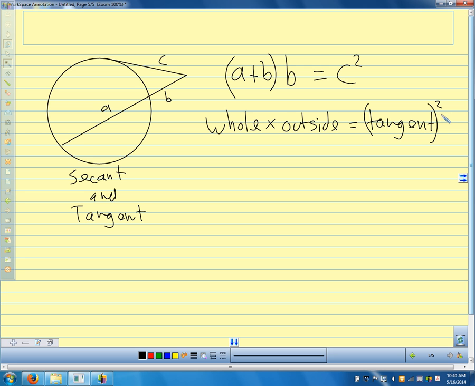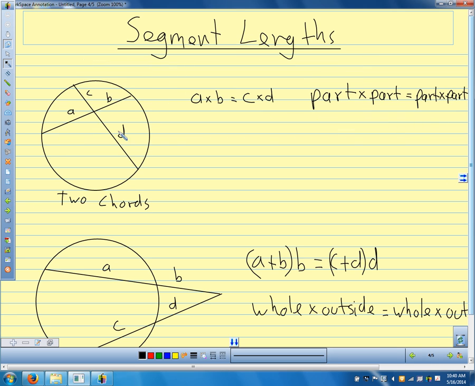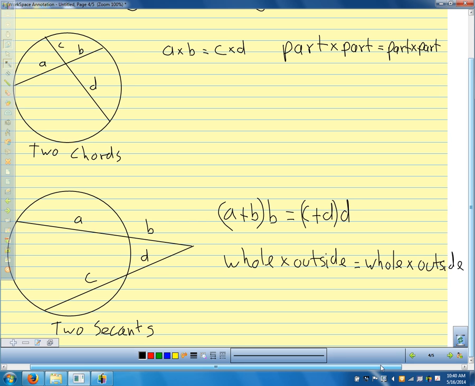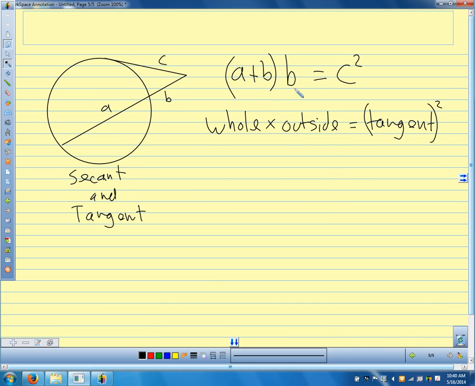So we have three ways that we can find the lengths of segments. Two chords. They intersect inside the circle. We have the part times the part equals the part times the part. We just multiply the pieces of the segments together for one segment, and that equals the pieces of the other segment multiplied together. Vertex outside the circle, two secants. The whole times the outside equals the whole times the outside for that setup. And when we have a secant and a tangent, whole times the outside equals the tangent squared.